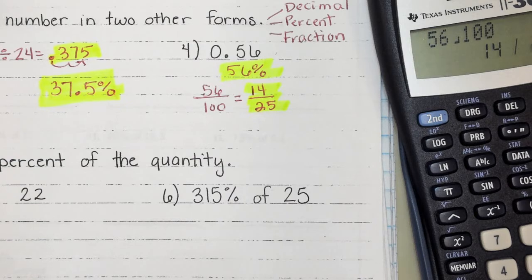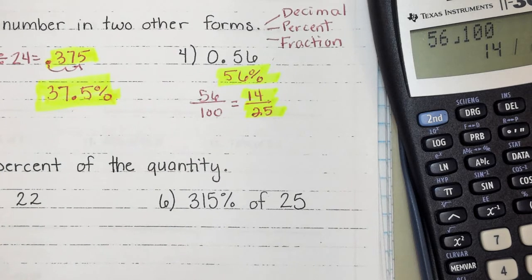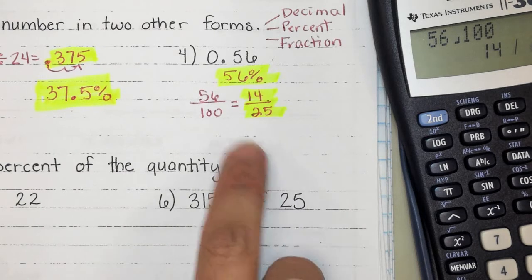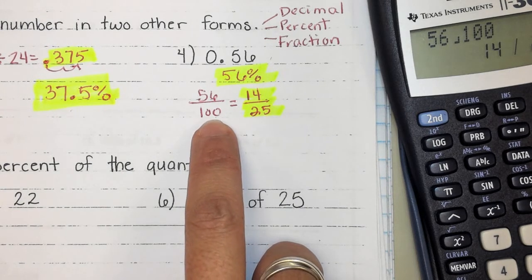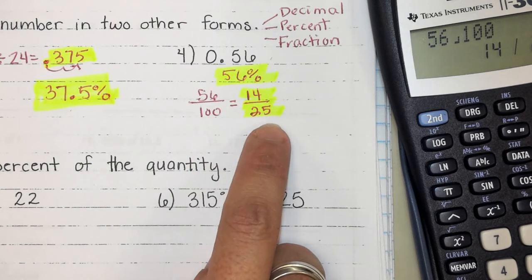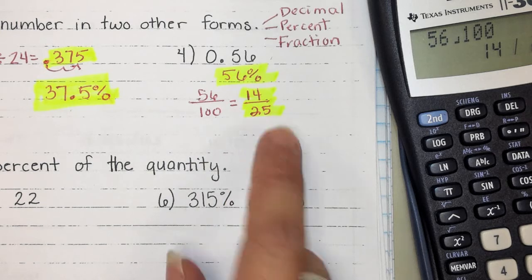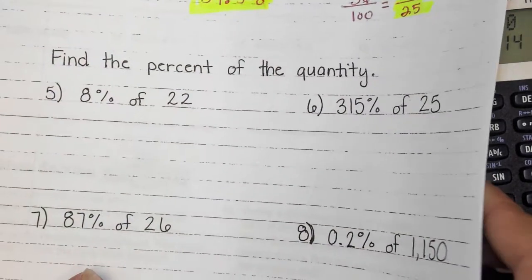Okay? So, you always have to simplify, right? You have to simplify fractions always. If it is a fractional answer, you want to simplify. Okay? Now, going to the last part on this.